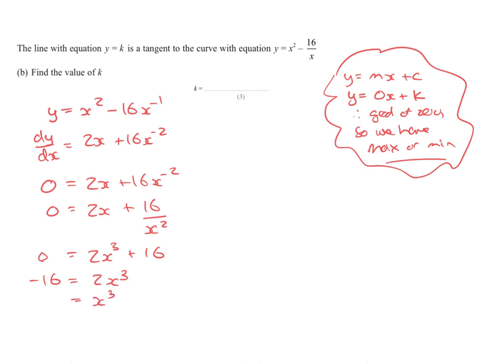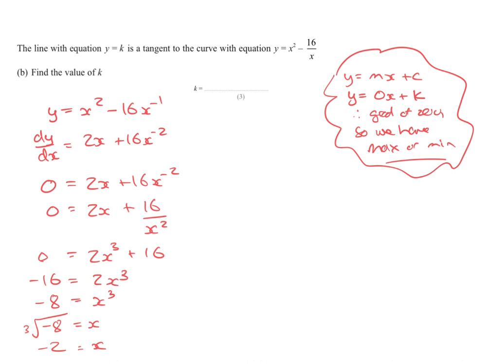x cubed then is equal to minus 16 divided by 2, which is minus 8. x will be the cube root of minus 8. Now, you should know that we can cube root a negative number. We can't square root a negative number, but we can cube root. And x will be equal to minus 2, because minus 2 times minus 2 is 4, and 4 times minus 2 is minus 8.